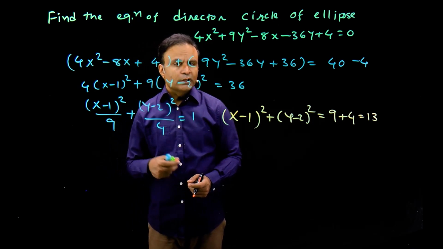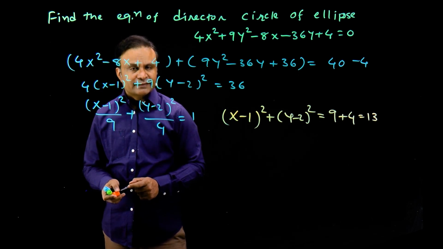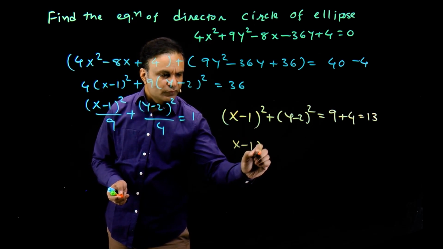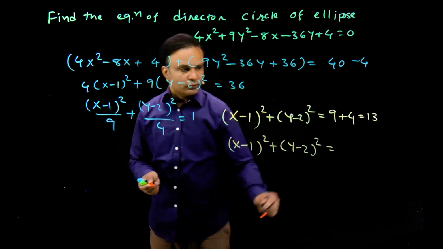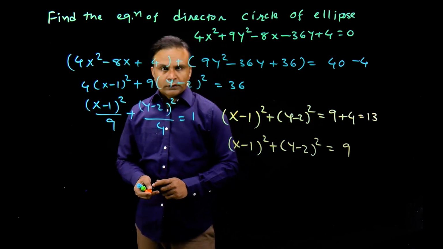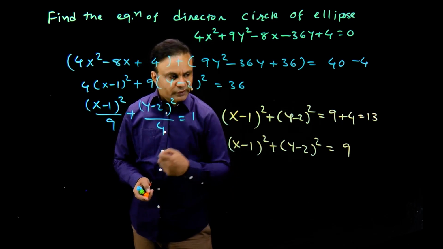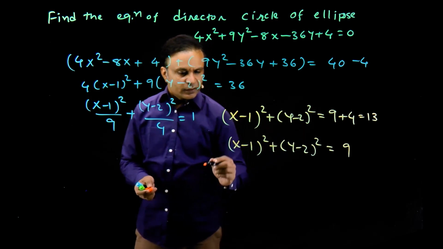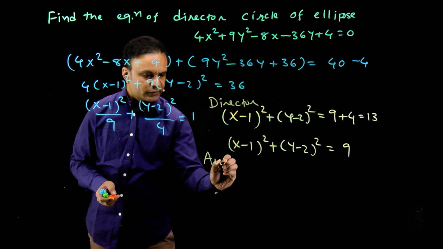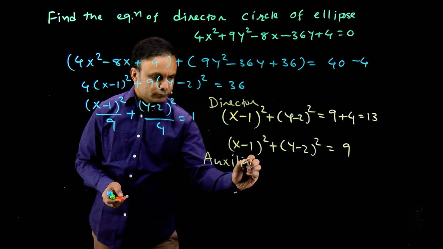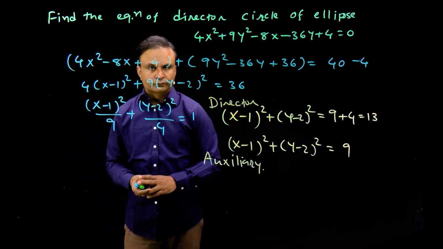What is equation of auxiliary circle? That is circle described on major axis as a diameter. Center is same. So we have x minus 1 square plus y minus 2 square is equal to 9. Here we have a is equal to 3. So radius of auxiliary circle will be 3. So we have here 9. This is a director circle and this is auxiliary circle. So you should not get confused between these two circles.